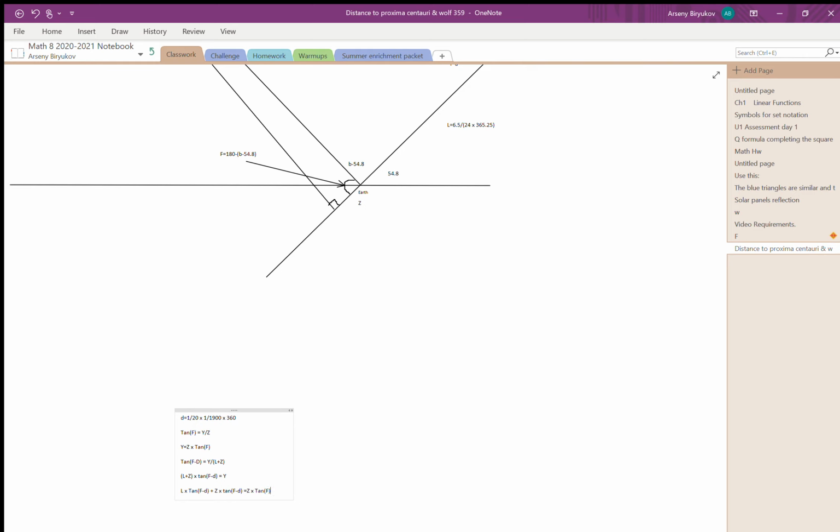To find Z from this equation, we must change it to Z equals L times tangent of (F minus D) divided by (tangent of F minus tangent of (F minus D)).